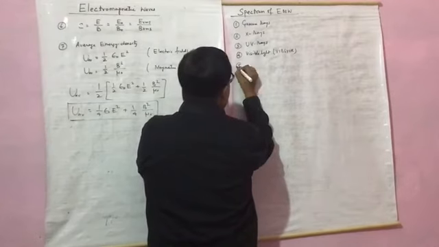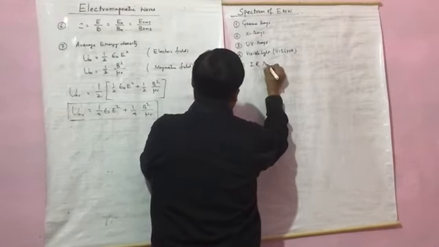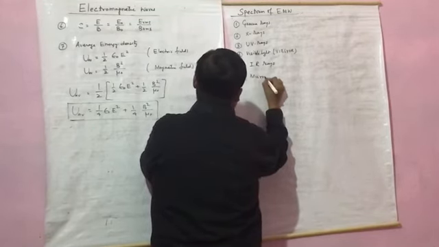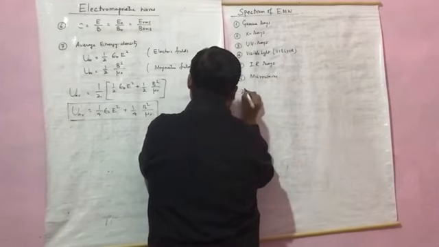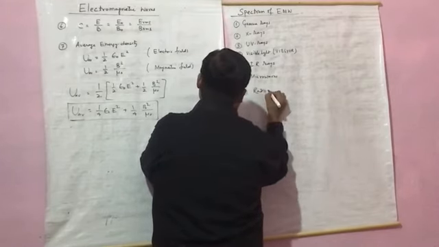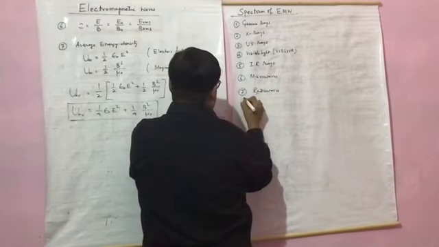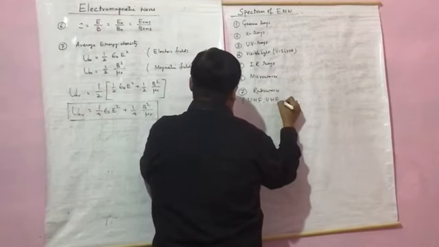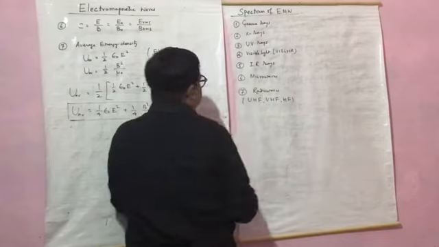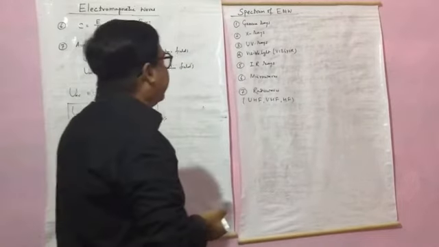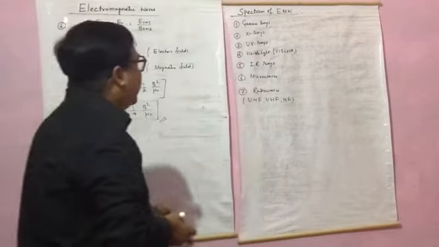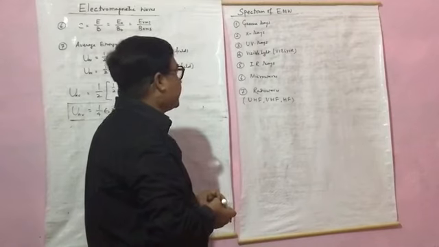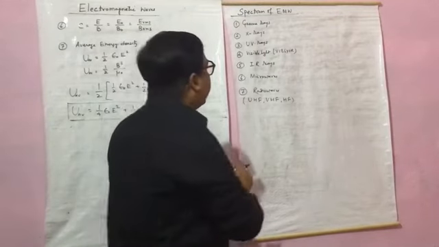Number 5 is infrared rays. Then number 6 is microwaves. Number 7 is radio waves. Radio waves include ultra high frequency, very high frequency and high frequency. So altogether we have 7 categories of electromagnetic waves: gamma rays, X-rays, ultraviolet rays, visible light, infrared rays, microwaves, radio waves, and we have to write the frequency range of all.